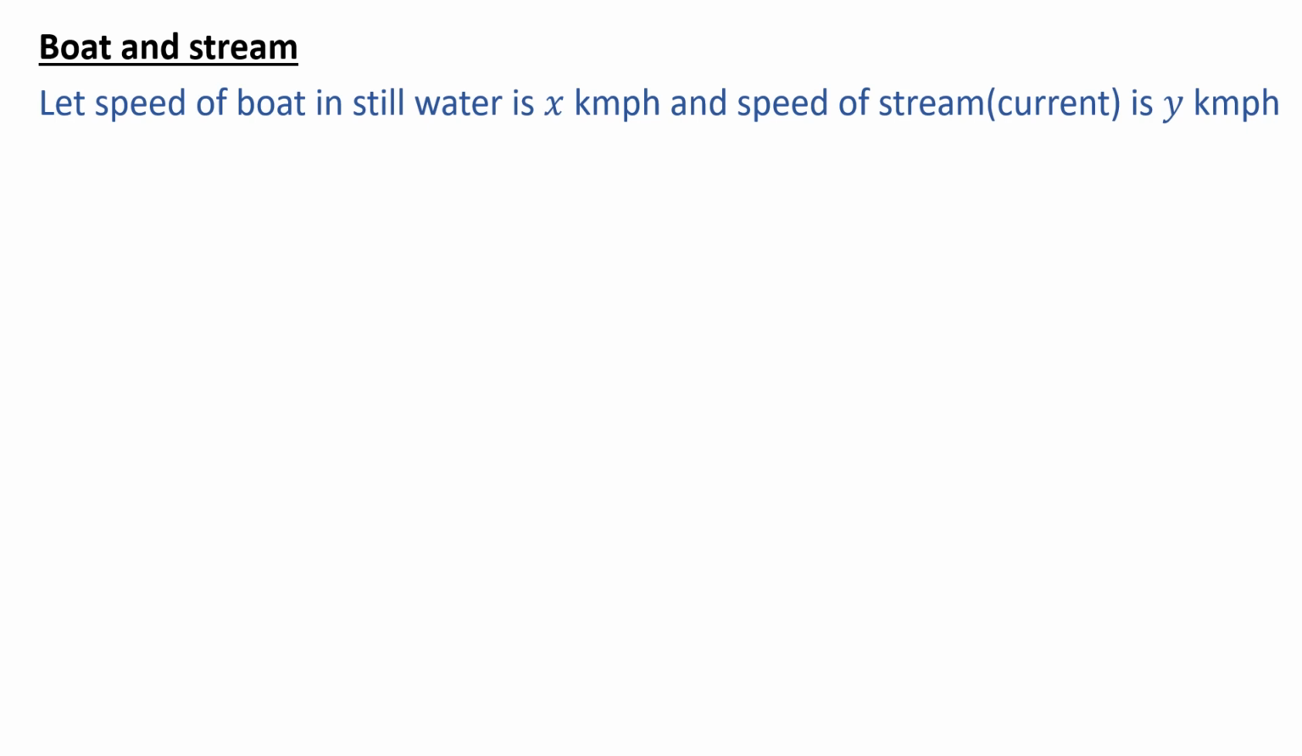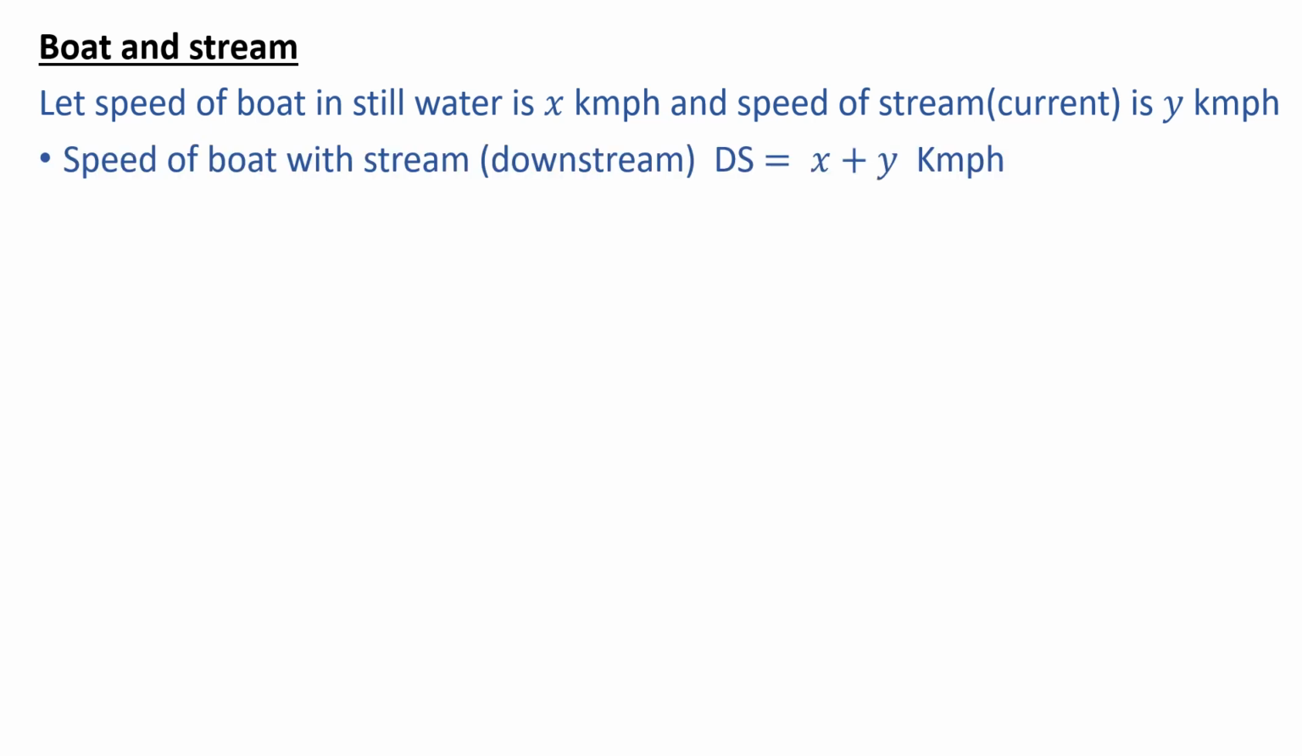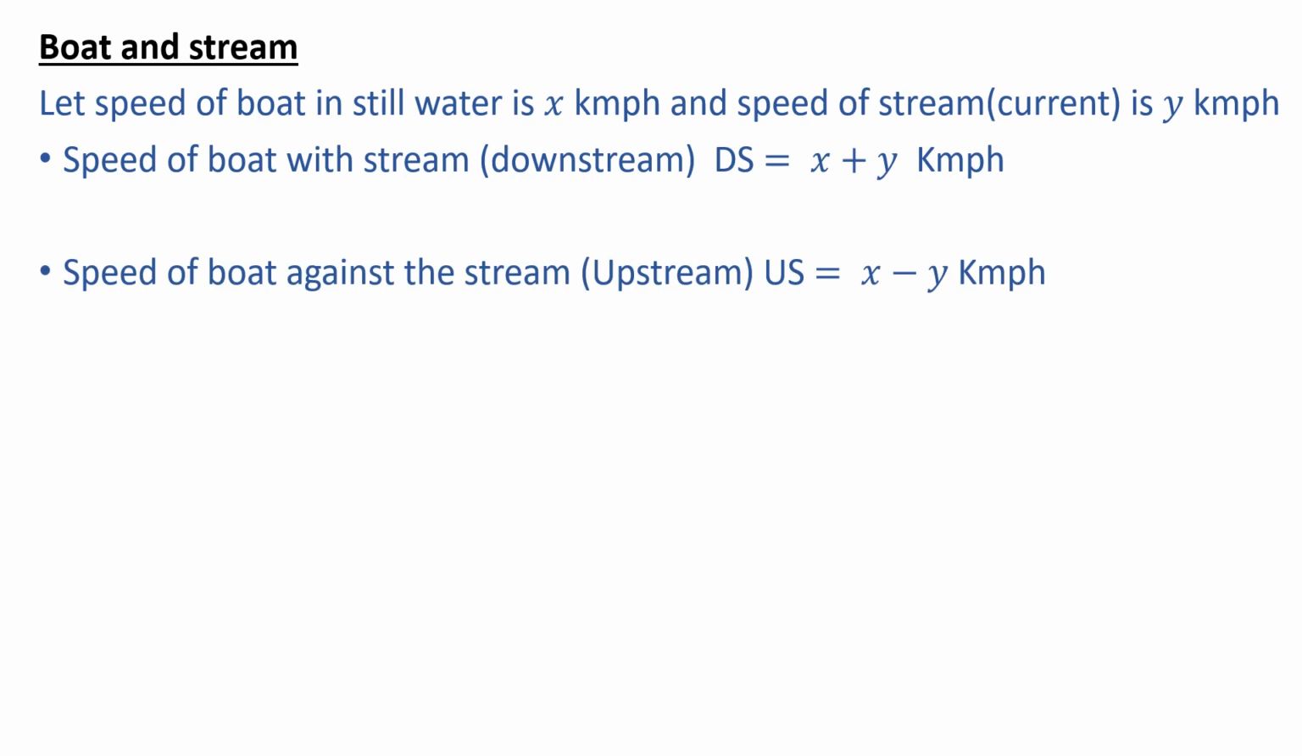One more concept which comes under speed, distance, time is boat and stream problems. Say the speed of a boat in still water is x kilometer per hour, and the speed of the water current, that is the stream, is y kilometer per hour. Then the speed of the boat with the stream, also called downstream, will be x plus y. Speed of the boat against the stream, called upstream, will be x minus y. Remember, downstream will always be more than upstream.